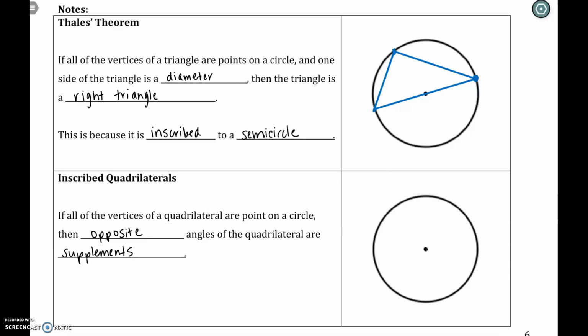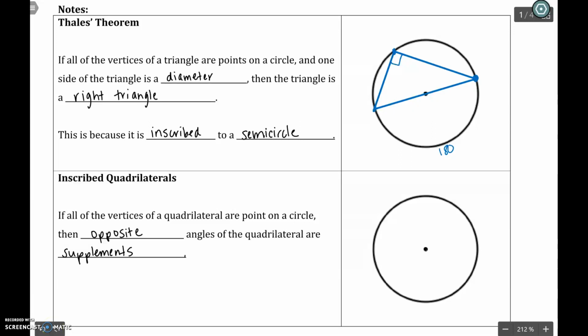Then what happens is, because that's a diameter, this is 180 degrees, it's a semicircle, and this angle has to be 90 because it's inscribed to that 180 degrees. And so Thales' theorem says if you've got a diameter, then that triangle has to be a right triangle.